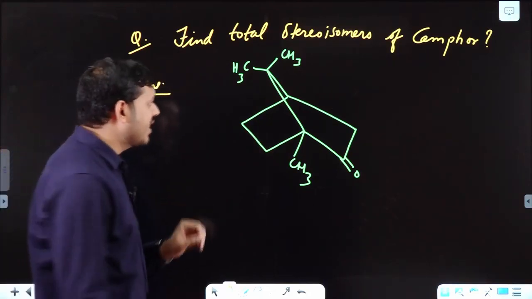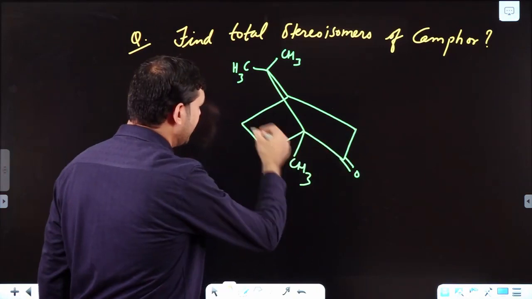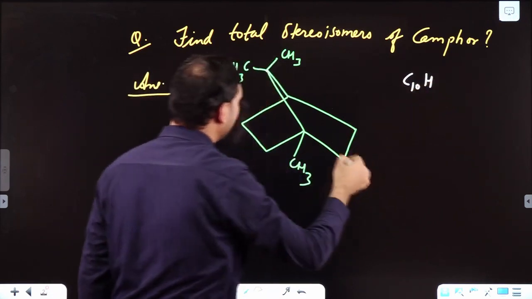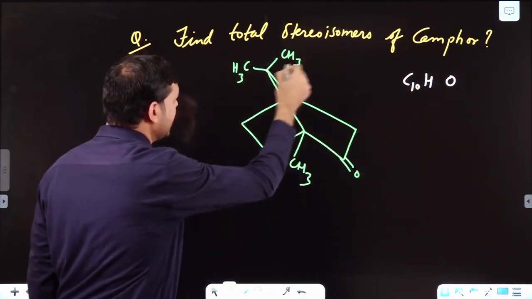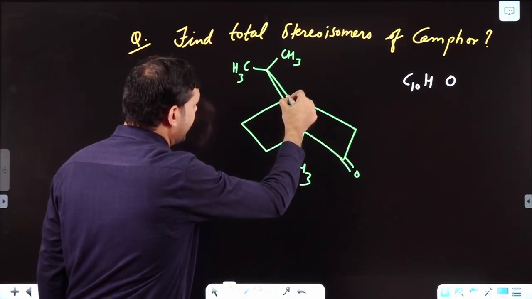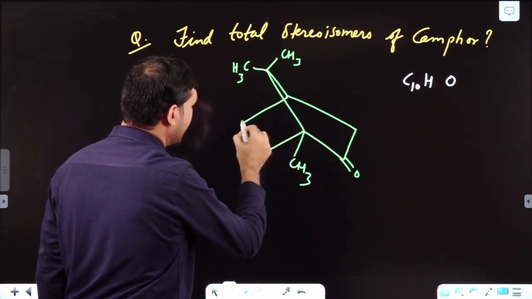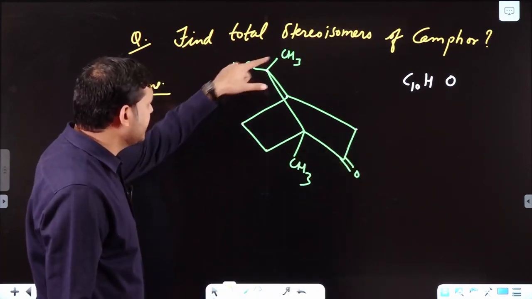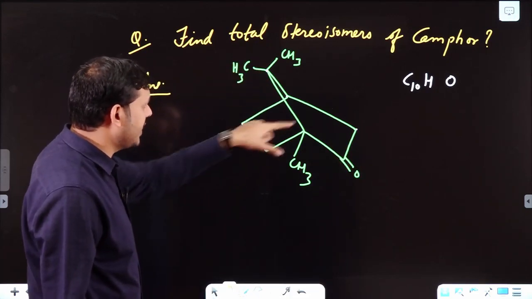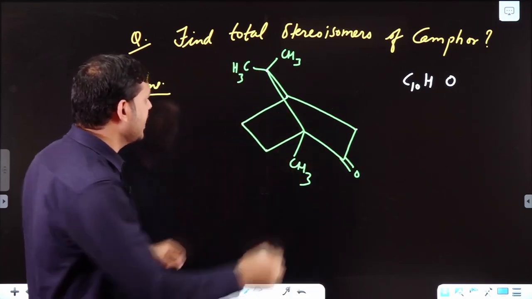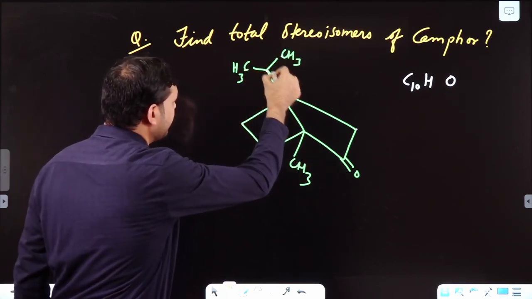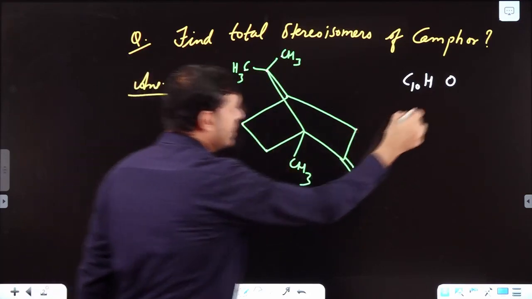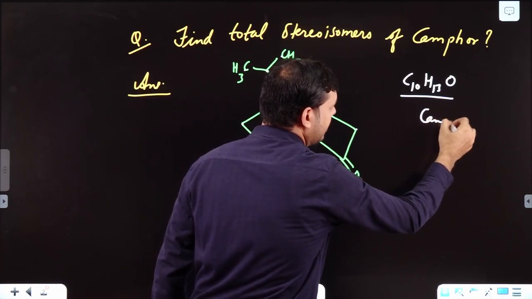Okay, now you can check, it is actually 1, 2, 3, 4, 5, 6, 7, 8, 9, 10 carbon atoms, then 1 oxygen, then hydrogens are 3, 3, 6, 1, 7, 8, 9, 10, 11, 12, 13. So C10H16O, this is your camphor, solid compound.